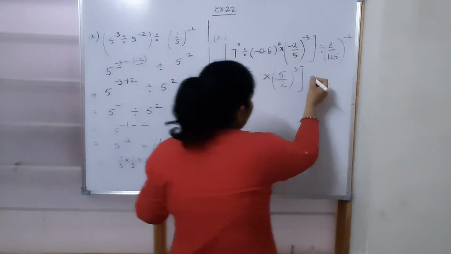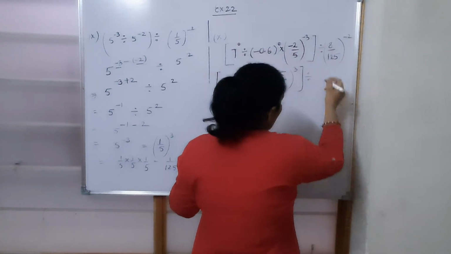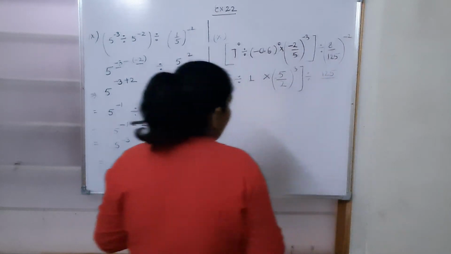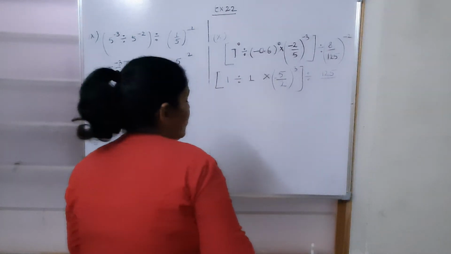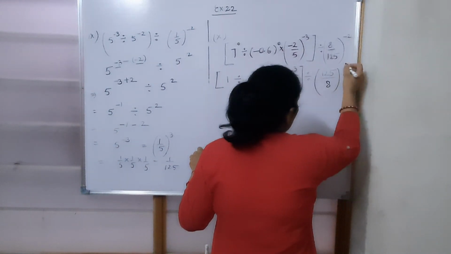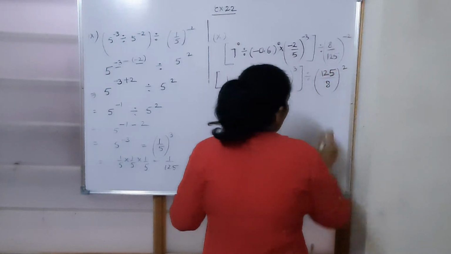And then we have divide sign. Now, just look here. Again, to make the power positive, we will take the reciprocal of the base. So, 8 upon 125 will become 125 upon 8. And power will be positive. It was minus 2, so it will be plus 2.